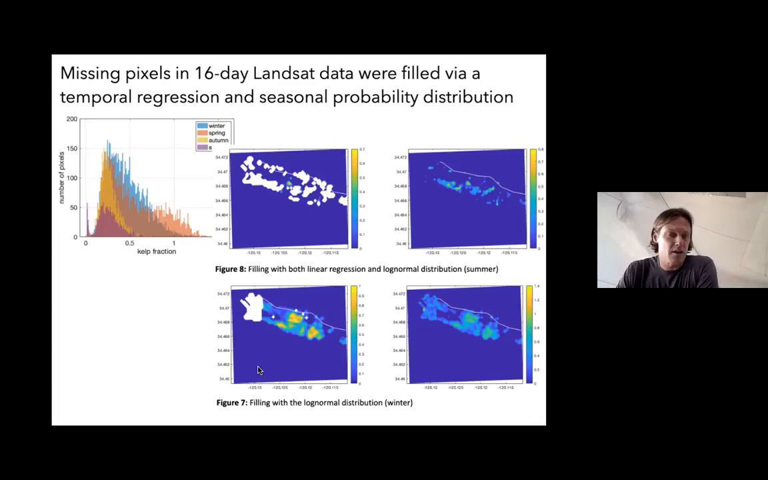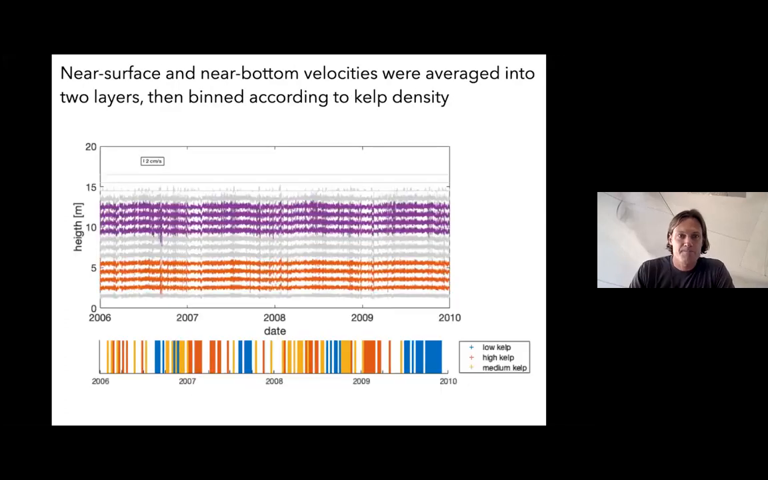And so the idea here was that the missing pixels will be filled in in a Monte Carlo fashion, where we randomly sample from the log normal distribution of the observations in that season and fill things in, so that the seasonal statistics are basically used to fill in the individual image. Then from that individual image we can create a time series of kelp biomass.